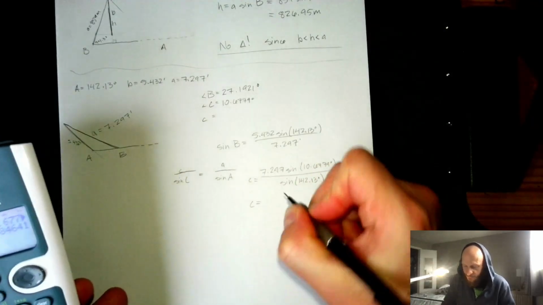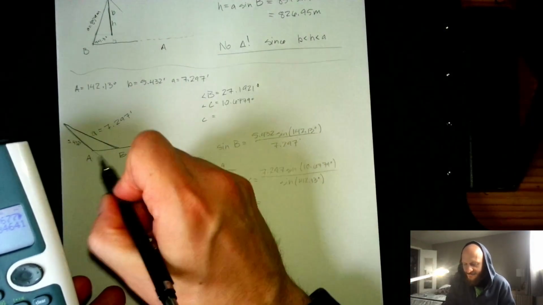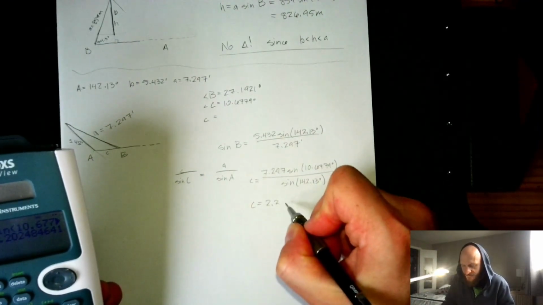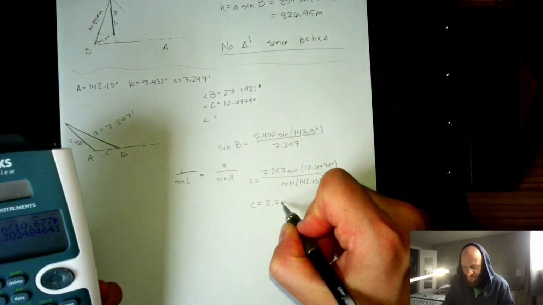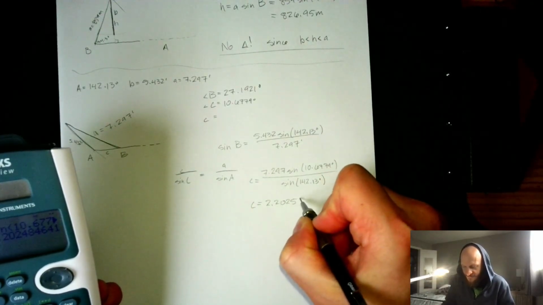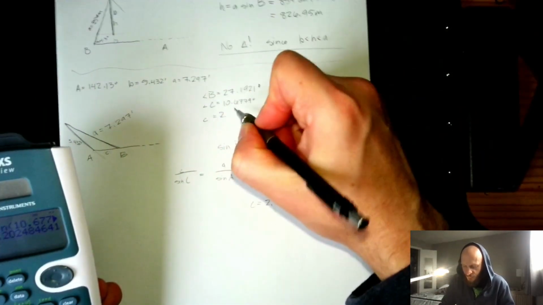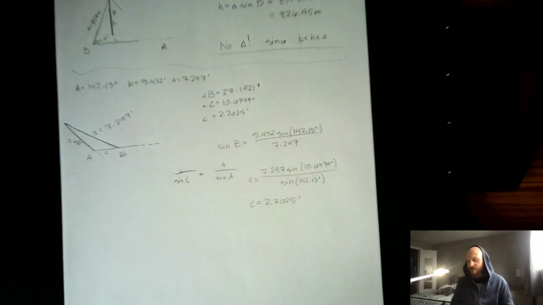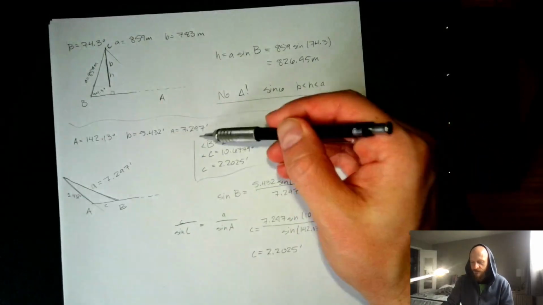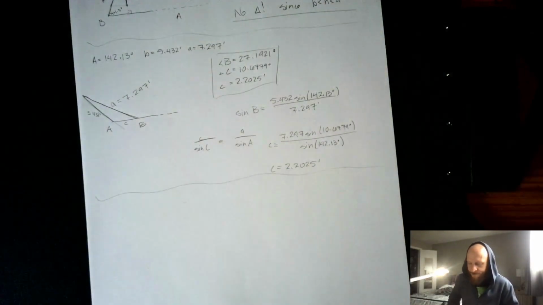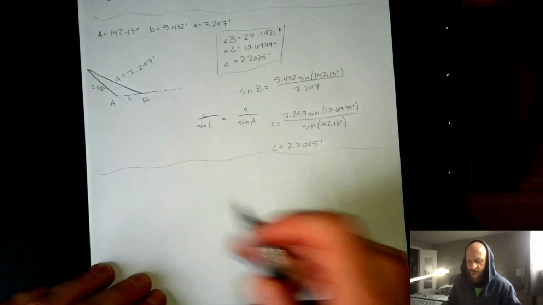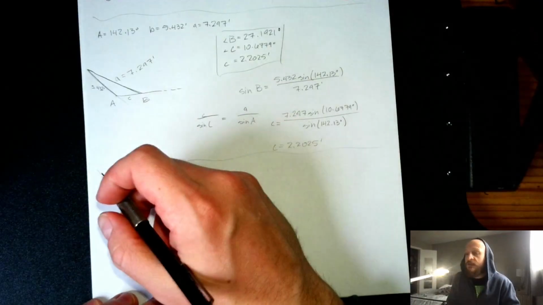C is this tiny little guy, which makes some sense. This is side C right here. It's a little fella. Comes out to 2.2025 feet. Just a little guy. Hey, you found it. Exactly one triangle. So in the so-called ambiguous case, when the angle that you're given is obtuse, not too bad. It's when the angle is acute that you've got to do some thinking.